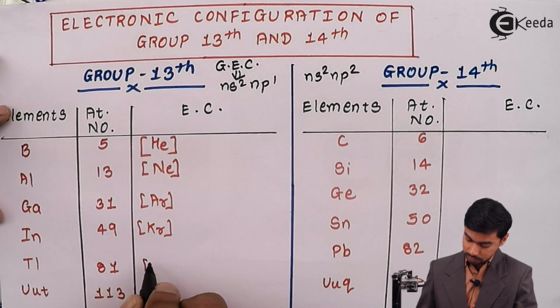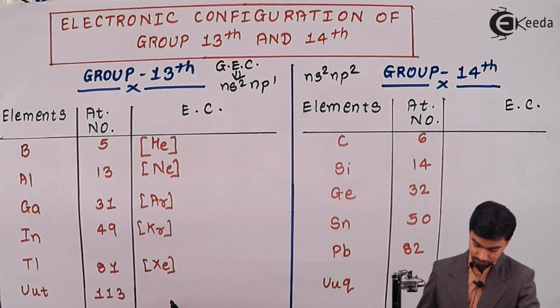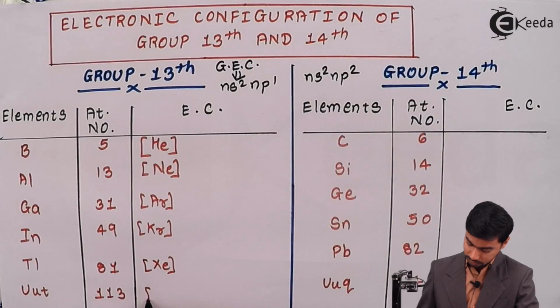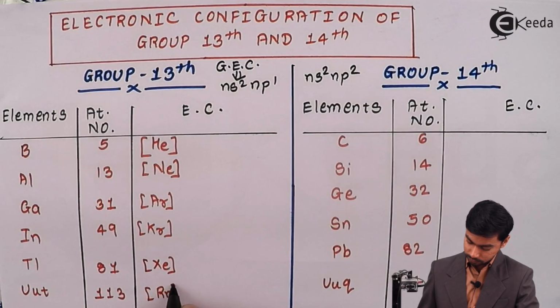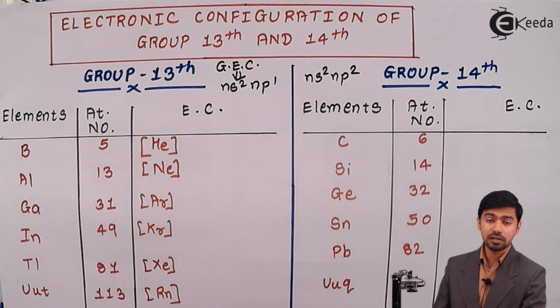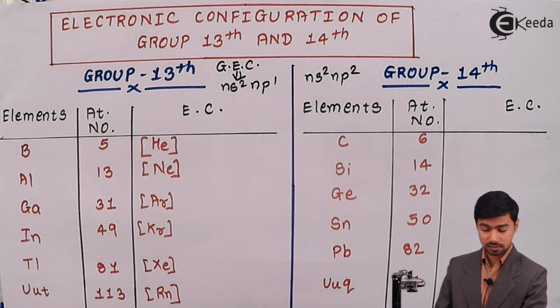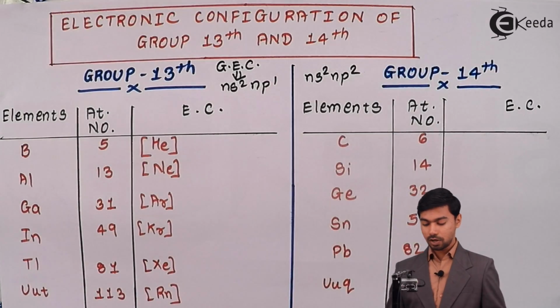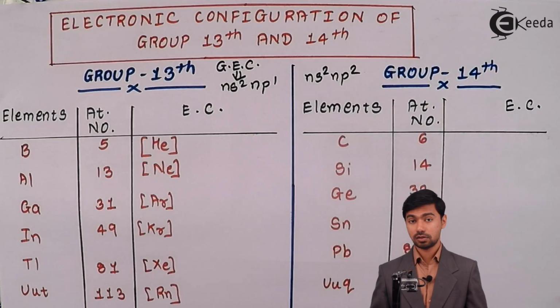Here it is xenon, which has atomic number 54. And here it is radon, which has atomic number 86. So according to that, now we can make an electronic configuration for group 13 and 14.